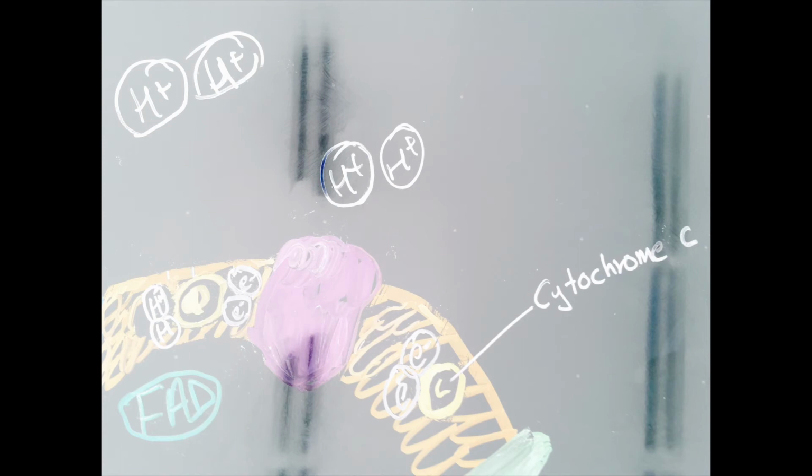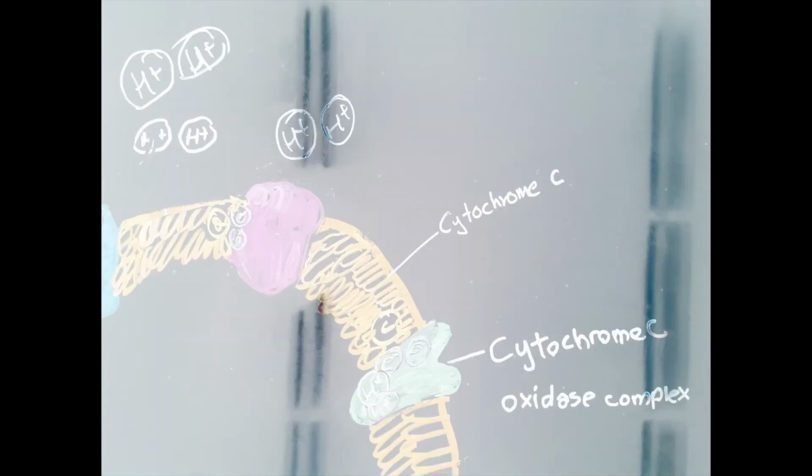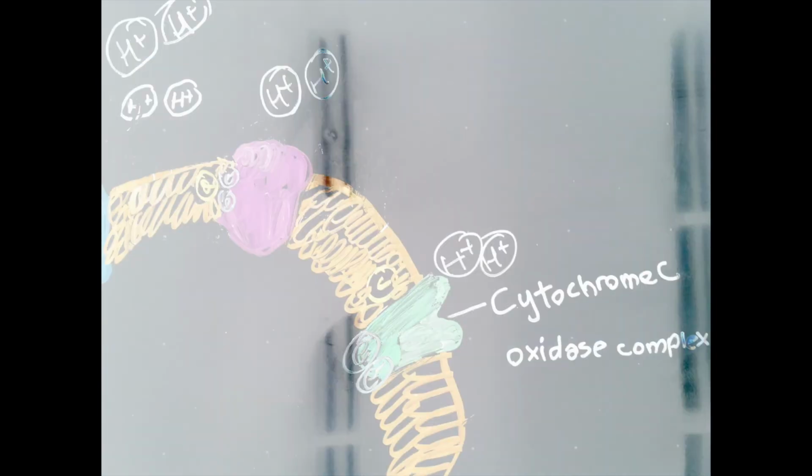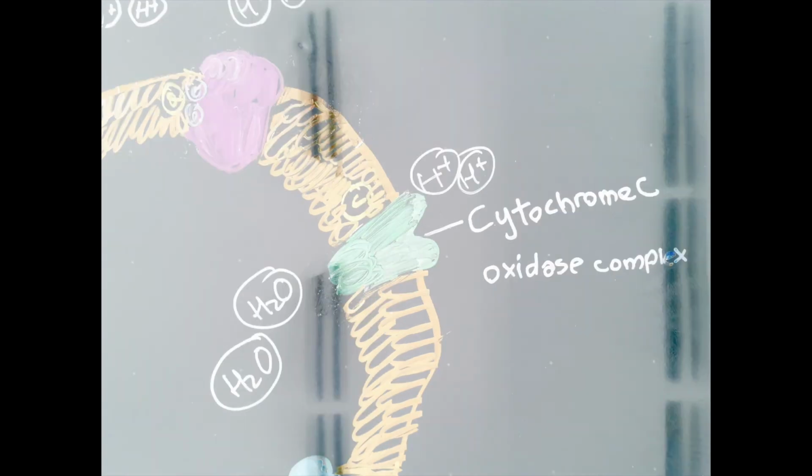Meanwhile, cytochrome C moves the electrons over to cytochrome C oxidase complex, and this movement allows more protons to exit the cell membrane through the cytochrome C oxidase complex. After that, the electrons in the cytochrome C oxidase complex are transferred to oxygen, which is a terminal electron acceptor. As a product of this interaction, water is formed.